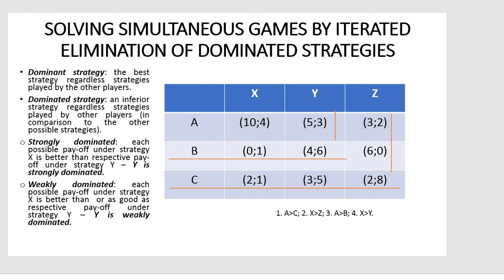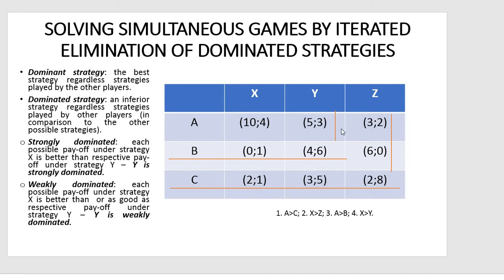Here we distinguish between strong domination, strongly dominated strategies, where each of the possible payoffs under strategy X is better than the respective payoff under strategy Y. Then Y is strongly dominated. And weakly dominated, where each possible payoff under strategy X is better than or at least as good as the respective payoff under strategy Y. Then we say that Y is weakly dominated. You will see this in a second. Okay, so consider this game.